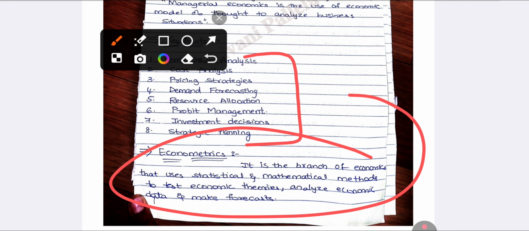Econometrics, sometimes they will ask for 2 marks. Econometrics is nothing but a type of economics. What it will do is analyze all the statistical and mathematical economic theories to make predictions in your organization. This econometrics will be useful for 2 marks also. If in case they ask for a long answer also, it will be useful.